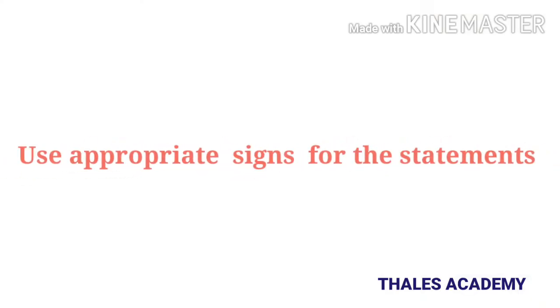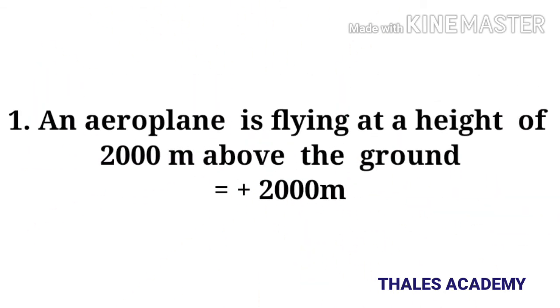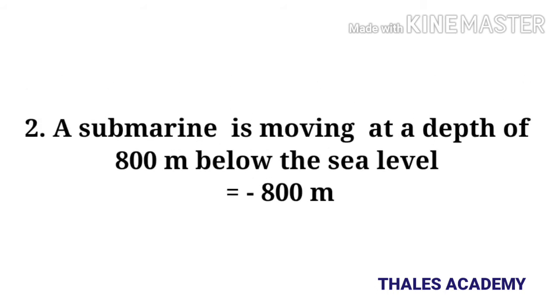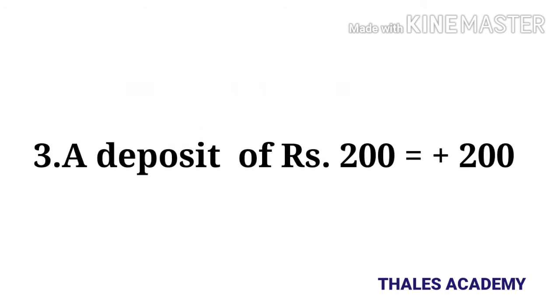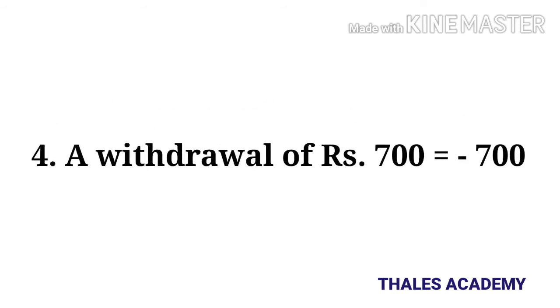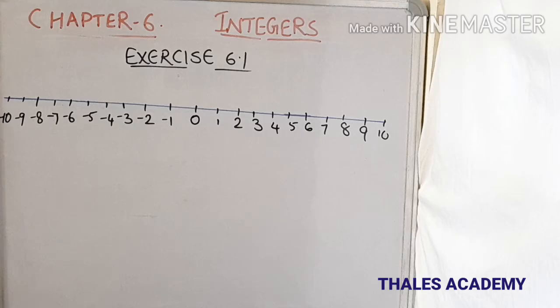The next question is, represent the following numbers as integers with appropriate signs. An aeroplane is flying at a height of 2000 meter above the ground. That is positive 2000. A submarine is moving at a depth of 800 meter below the sea level. That is equal to minus 800 meter. A deposit of rupees 200. That is positive 200. The withdrawal of rupees 700. That is minus 700.